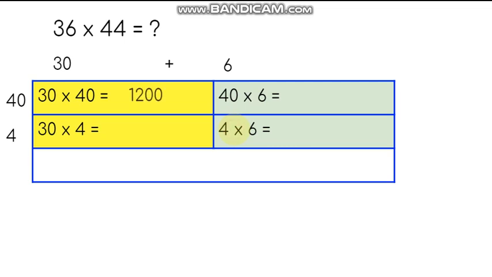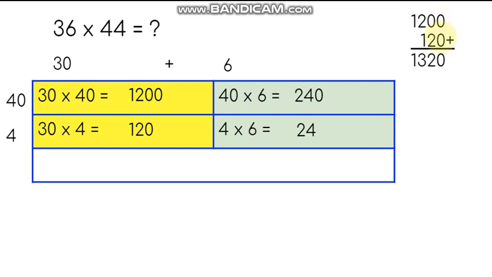Then we can just put in the answers. 3 times 4 is 12. Then there are 2 zeros, so it makes 1200. 3 times 4 is 12, and there is 1 zero on it, so it makes 120. This is 240 because 4 times 6 is 24 and there's 1 zero on it. So you have the results, and then you just need to add the numbers.